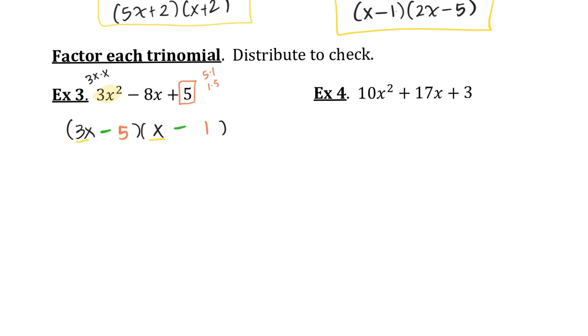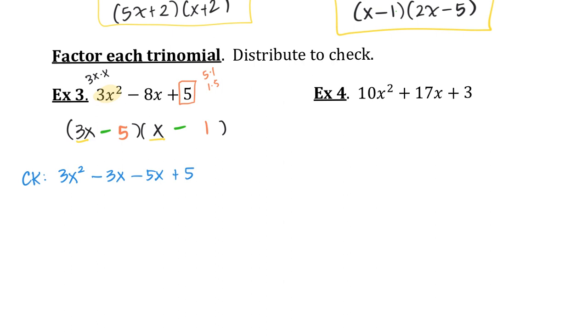Now, I have no idea if this is correct or not. In order to check it, I have to actually distribute it and check. So now I'm going to distribute it and check. 3x times x, let me put ck for check. 3x times x, 3x to the second, minus 3x, minus 5x, positive 5.